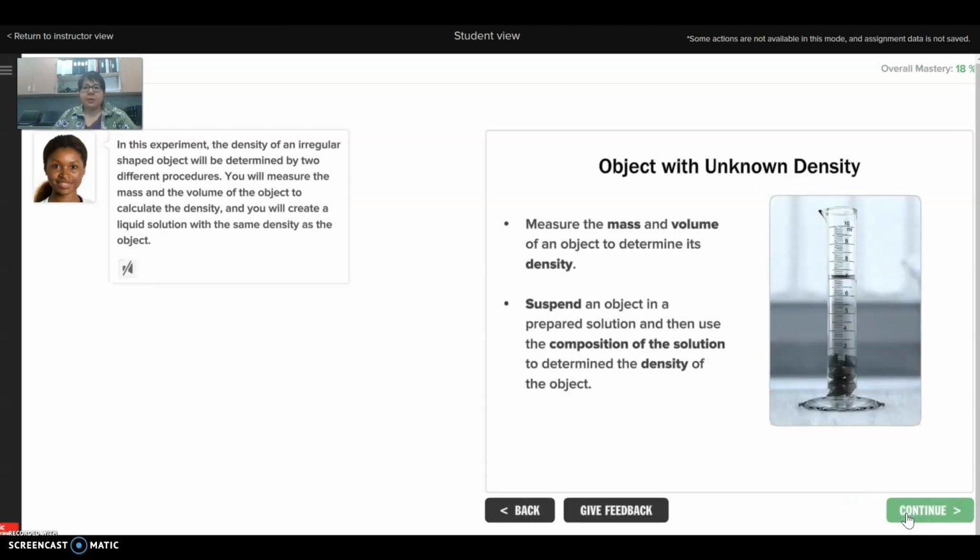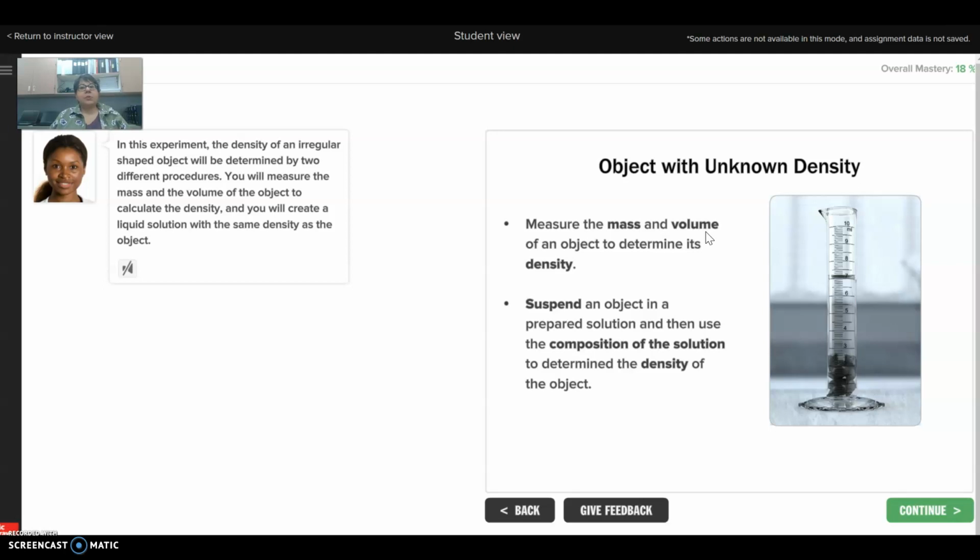In the first part of the lab, you're going to be measuring an object of unknown density, and we're going to be suspending it in different solutions. The most important thing from the screen right here is to remember that the formula for density is mass divided by volume. That's what determines the density of an object.